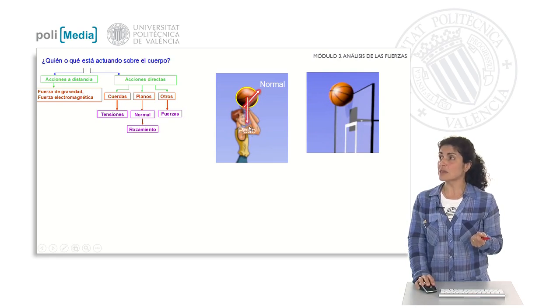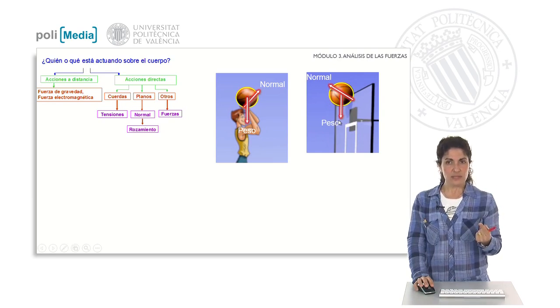In the image on the right, just at the moment of impact of the ball with the court, with the glass that supports the basketball basket, we have, at the point of impact, the reaction also, the normal, and we still have the weight force. What do we have to take into account?